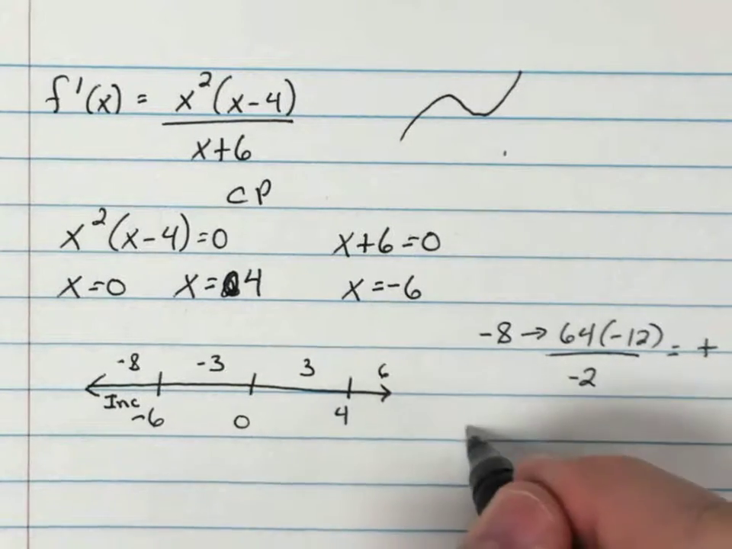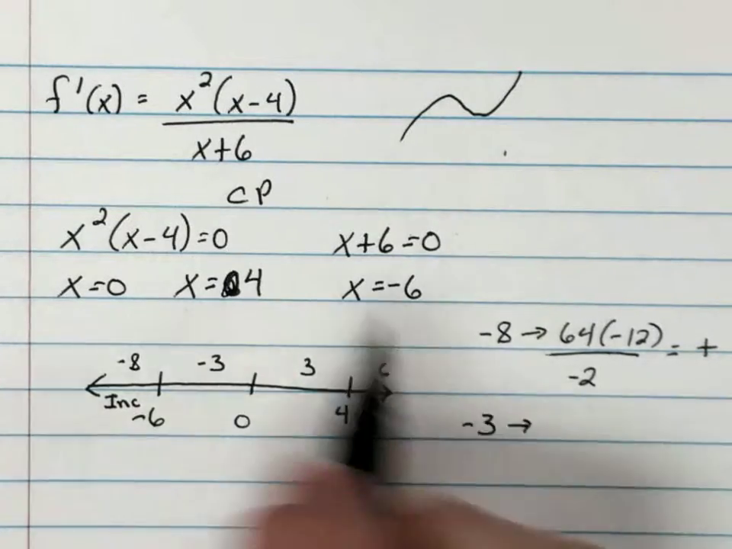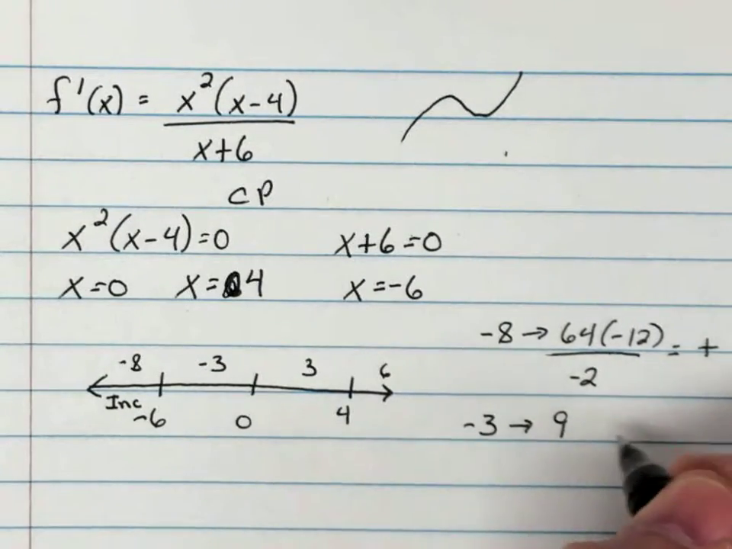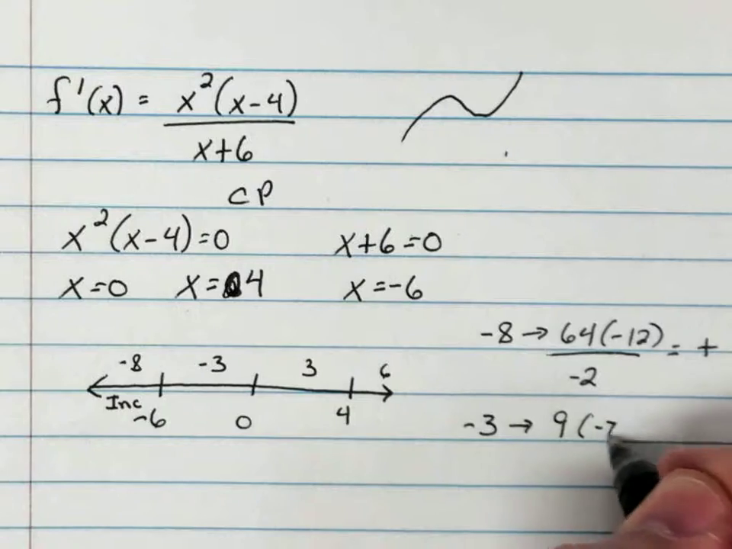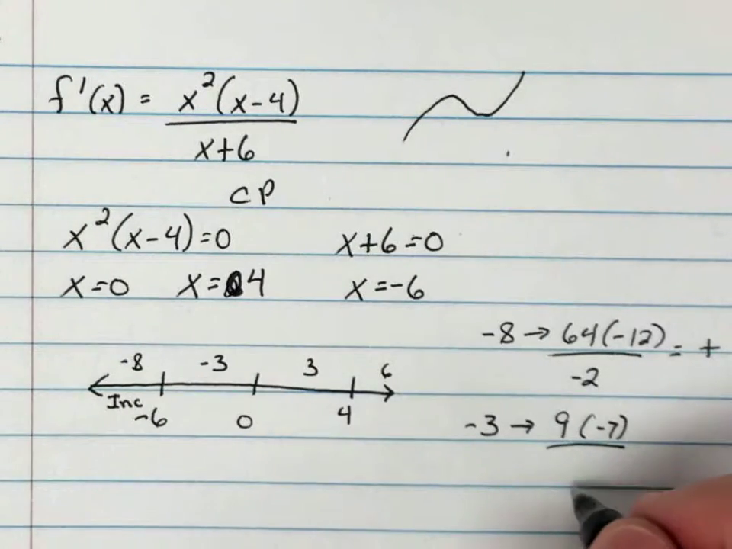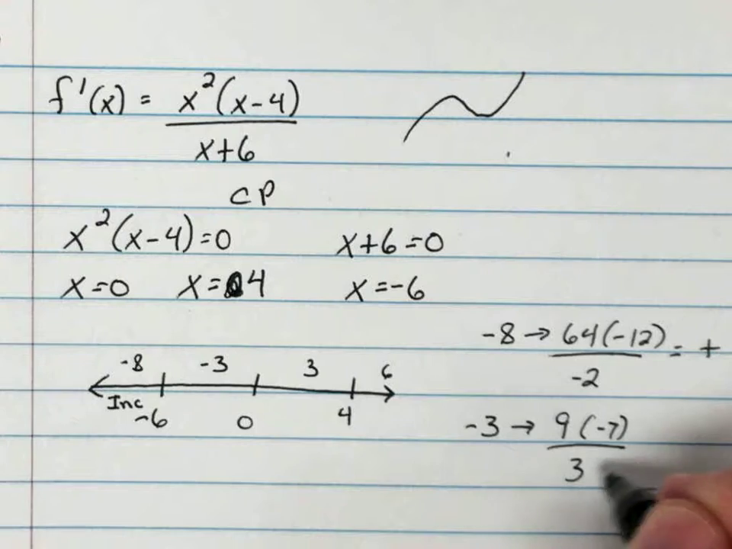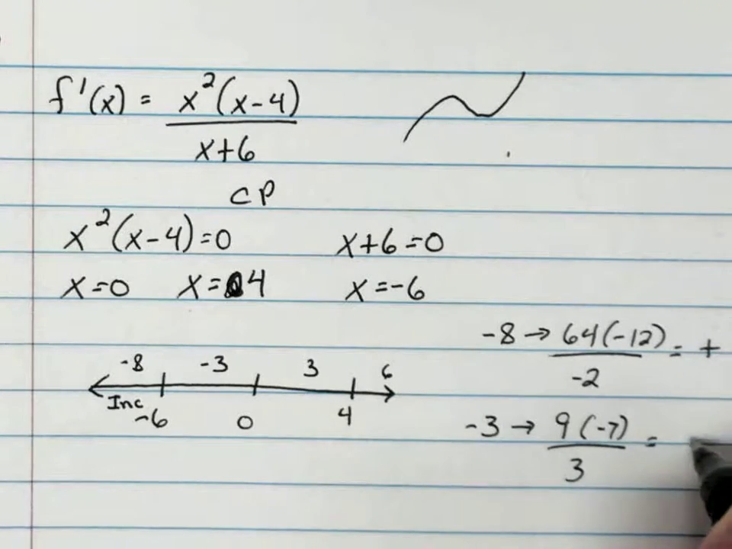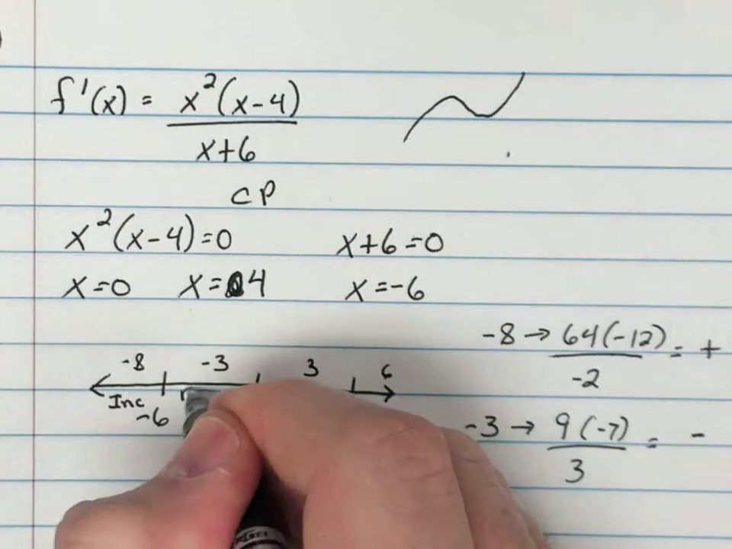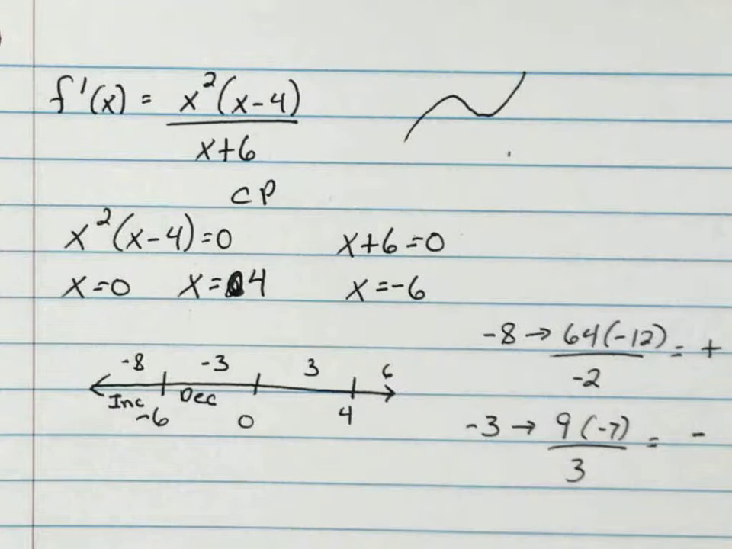We can plug in negative 3 and do the exact same thing. Negative 3 squared is 9. Negative 3 minus 4 is negative 7. Negative 3 plus 6 is 3. So we have 9 times negative 7, which is a negative 63, over a positive. Negative over a positive gives me a negative, which means my function is decreasing on that interval.